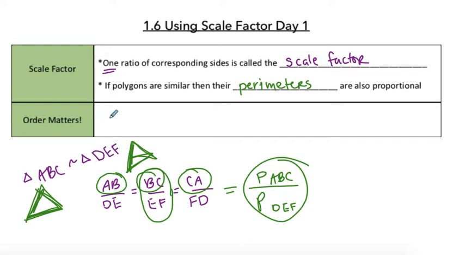The order does matter. If we are labeling one triangle, we have to have those corresponding parts labeled and in relationship in our similarity statement. So we practiced that before. The order matters here as well. Scale factor, order matters as well.